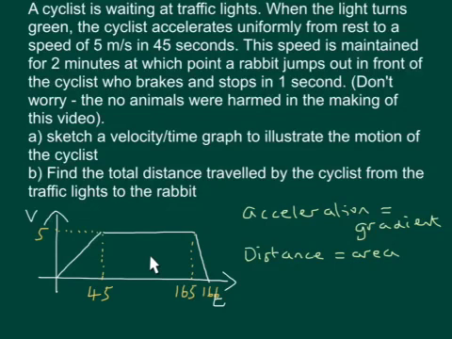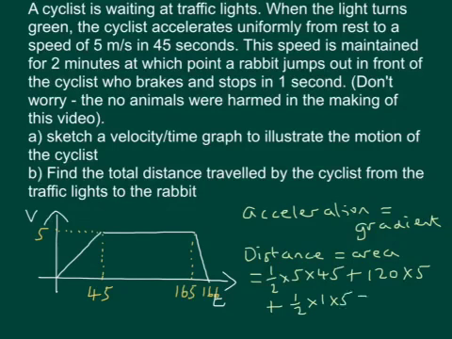So we've got a triangle, a rectangle, and a triangle. So this triangle has got base 45 and height 5. So the area is a half times 5 times 45. This rectangle has got base 120 and height 5. So that's 120 times 5. Then the tiny little triangle at the end has got base 1 and height 5. So the total distance travelled is all those numbers added together, which is 715 meters.